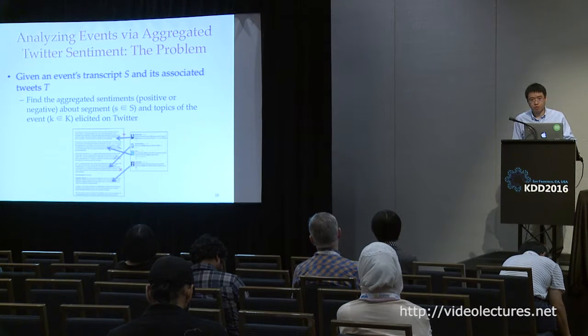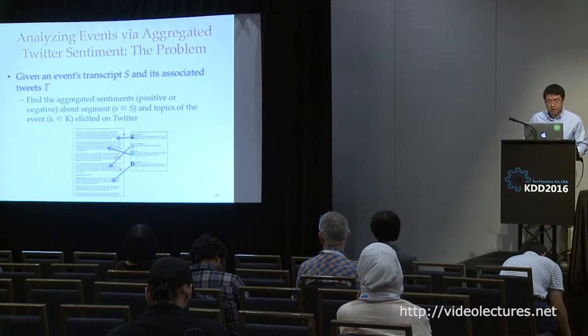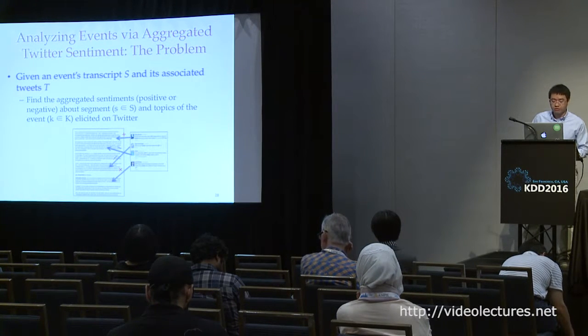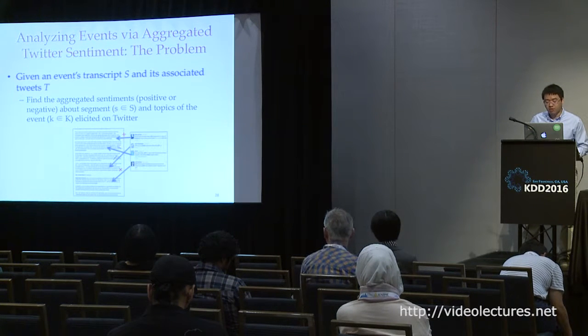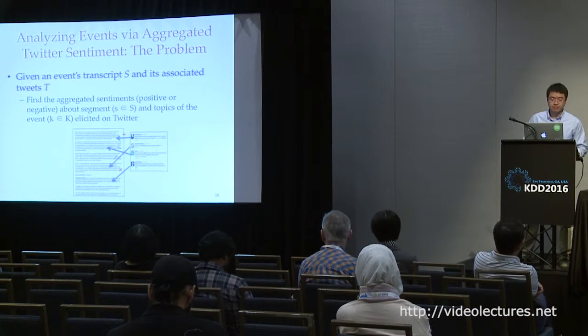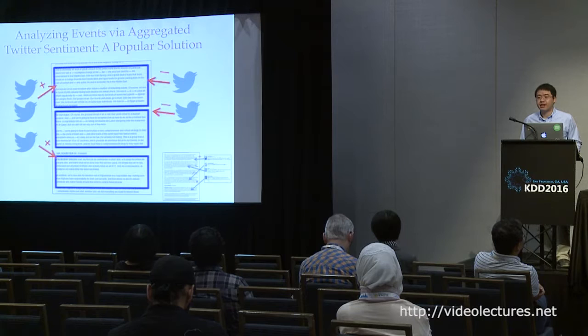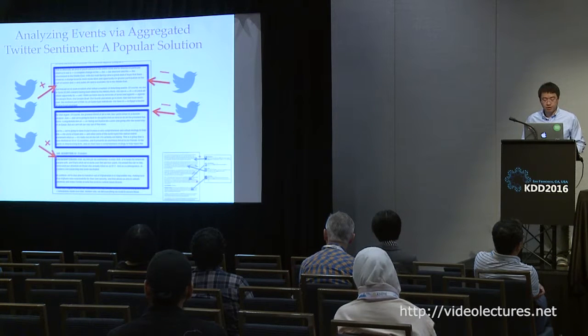So what is the problem? The formal problem definition is like this. Given an event transcript S and its associated tweets T, we want to find the aggregated sentiment, whether positive or negative, about the segments and topics of the event that is expressed on Twitter. And as we all know, sentiment analysis is a very classic problem. A lot of research has been devoted to this problem.